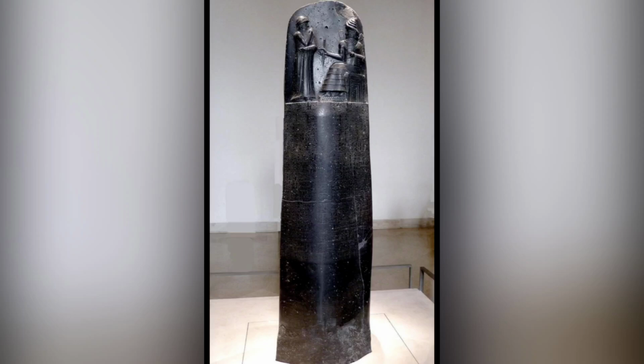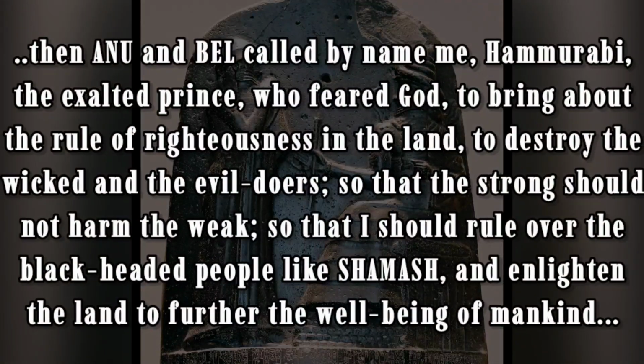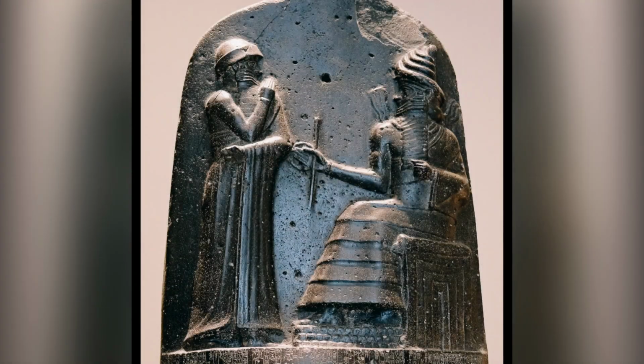And as stated in the prologue on the famous stone stele, the law is not just from the monarch, but the monarch gets the laws from the gods. More specifically, it states, "Then Anu and Bel called by name me, Hammurabi, the exalted prince, who feared God to bring about the rule of righteousness in the land, to destroy the wicked and the evildoers, so that the strong should not harm the weak, so that I should rule over the black-headed people like Shamash and enlighten the land to further the well-being of mankind." And you can see the god Shamash, who is the god of both sun and justice, is standing with Hammurabi at the top of the stone stele.